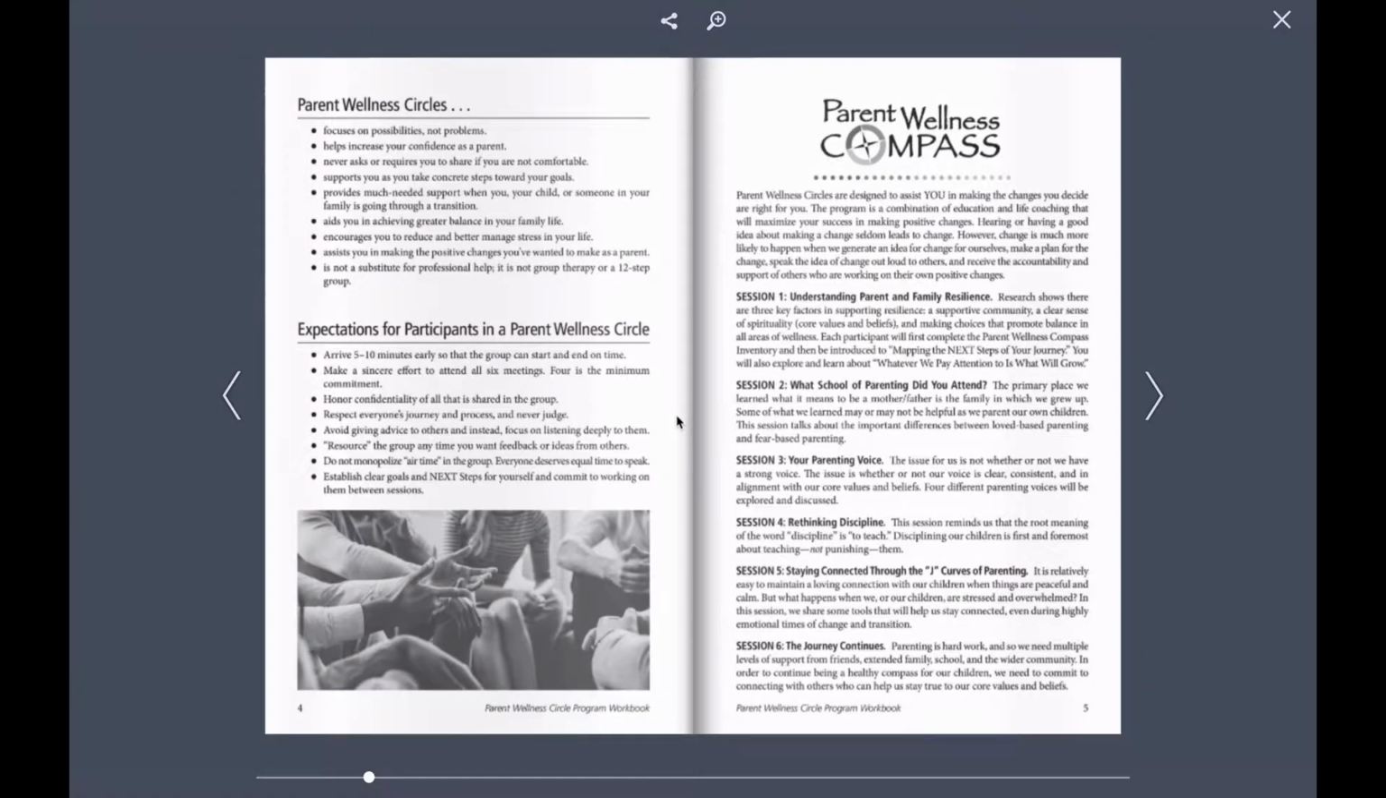Then you'll flip to page 4, and you want to just go over these things very briefly. You don't want to spend too much time on them, because there's a lot to cover. There's a couple that we want to make sure you do mention, though. The idea is that parent wellness circles focus on possibilities, not problems. We are not all coming to air our frustrations with our children or our spouse or whoever. We are going to be looking at what we can do differently. We are going to support one another as we all set our goals.